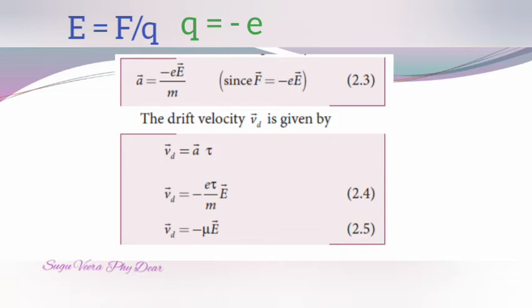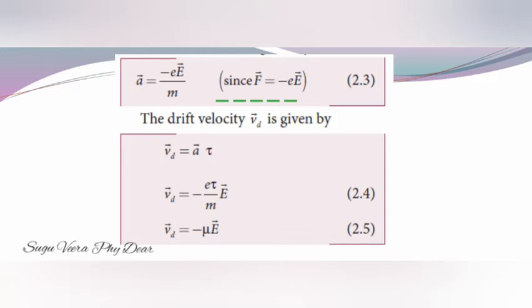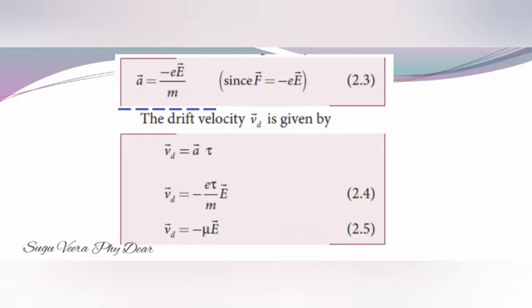Substitute in the electric field formula: E = F divided by -e. Rearranging the formula, F = -eE, where small e is the electron charge and capital E is the electric field. Then Newton's second law, F = ma. Rearranging, a = F divided by m, where a is acceleration, F is force, m is mass. Substituting the force value in acceleration, a = -eE divided by m.